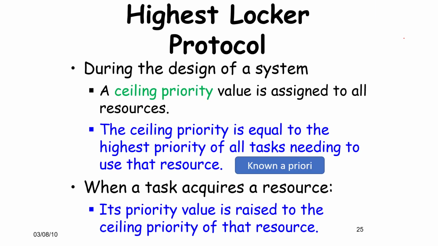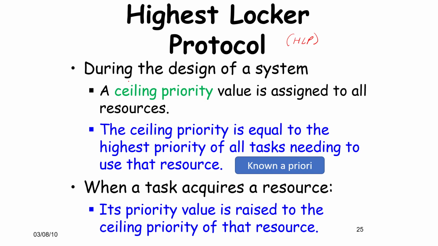All right. So now let us discuss a protocol that fixes some issues of PIP. This is known as the highest locker protocol, or HLP. Here again the assumptions are important. We assume that during the design of a system, for every resource we know all the tasks that are going to request it. So we know all the tasks and we know their priorities as well.